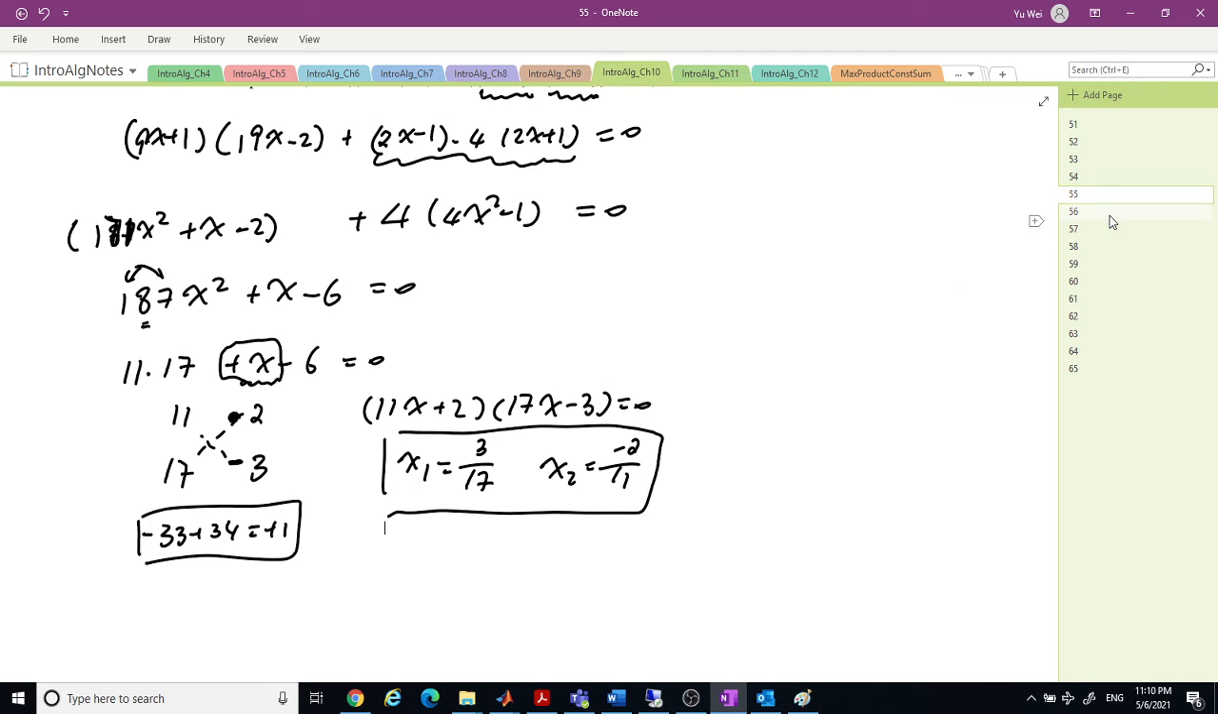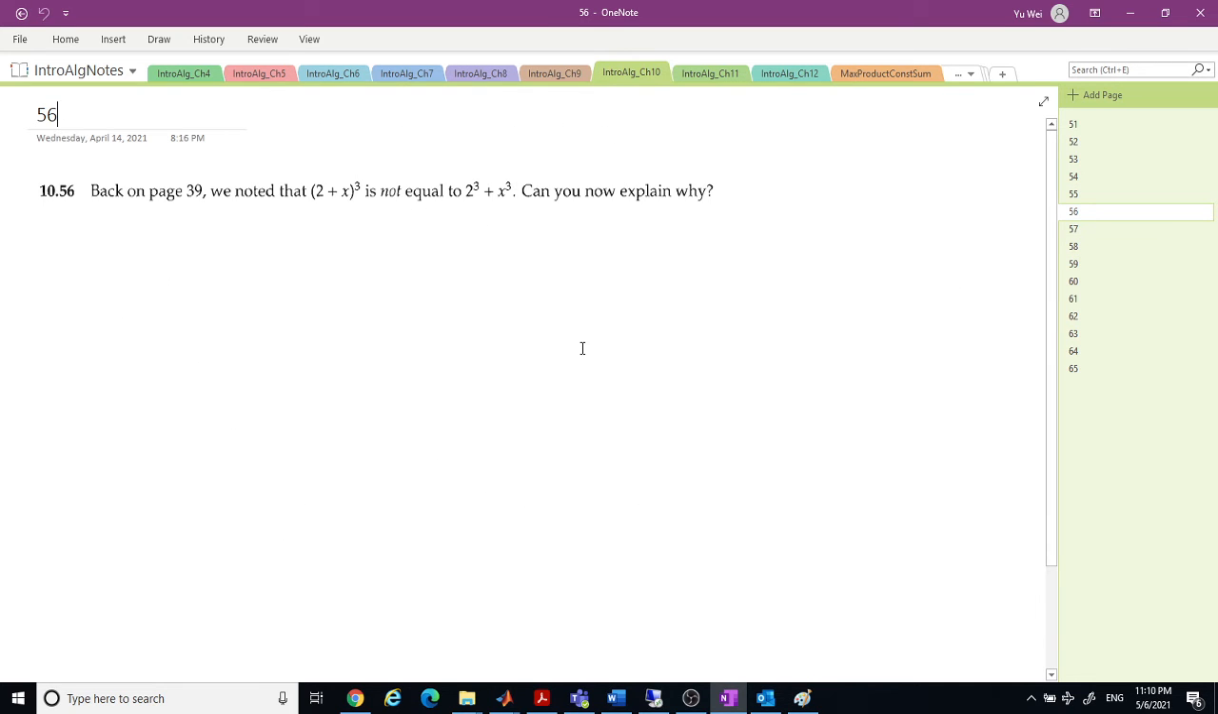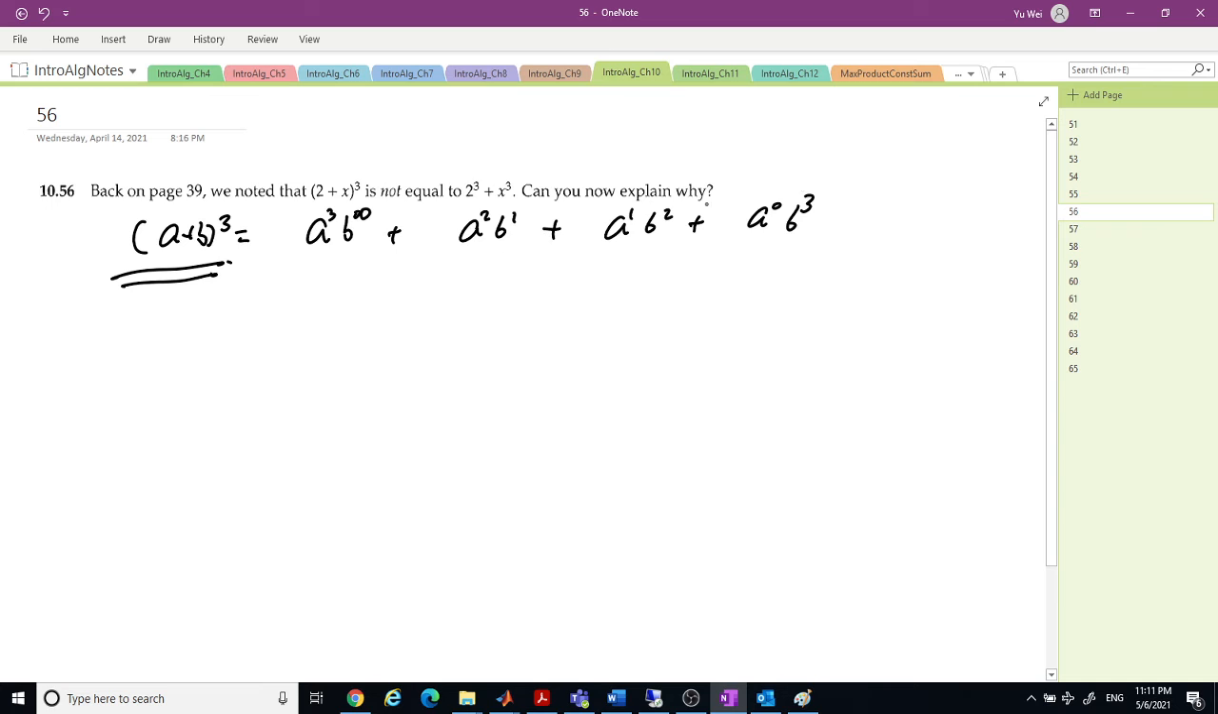Next. So we note that this one does not equal to this one, okay? So for a plus b of the cube, right? Basically it's a to the power of 3, b to the power of 0, plus something a to the power of 2, b to the power of 1, plus a to the power of 1, b to the power of 2, plus a to the power of 0, b to the power of 3, right?